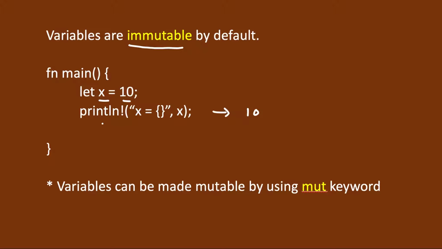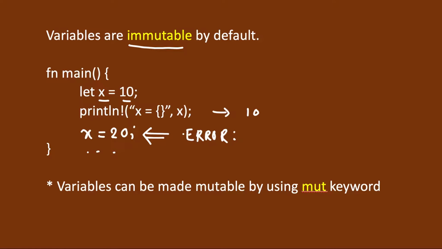Now we want to change the value of x. So we assign, let's say, 20 and do further operations. Here the compiler will complain that it's an error, and we cannot reassign a value to an immutable variable x.